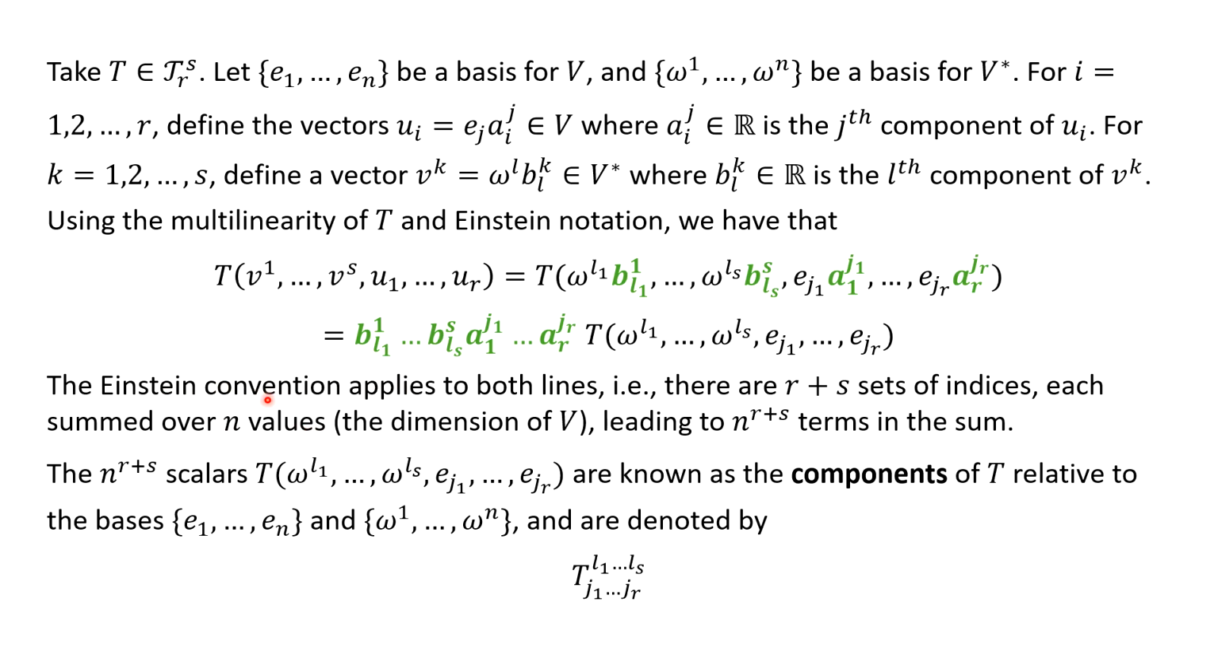So yeah, as I just said, the Einstein notation or convention applies to both lines here. There are R plus S sets of indices, each summed over n. The L1, L2, J1, and so forth, they all have n possibilities. And so you get n to the R plus S terms in the summations.